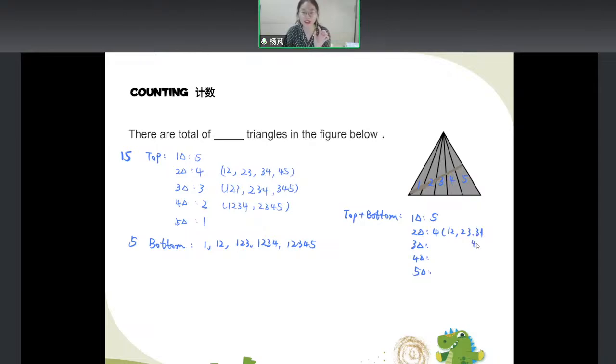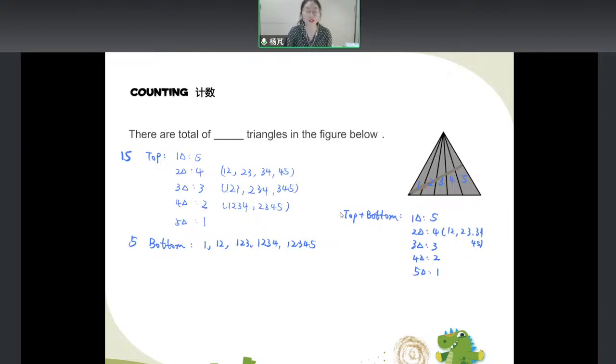4 and 5. Okay, so 4. And then 3 triangles form a bigger one. 1, 2, 3; 2, 3, 4; 3, 4, 5. So 3 triangles, 4 triangles combining them together: 1, 2, 3, 4. Here will be 2: 1, 2, 3, 4 and 2, 3, 4, 5. The last, if we add all of them together, we will get the biggest one.